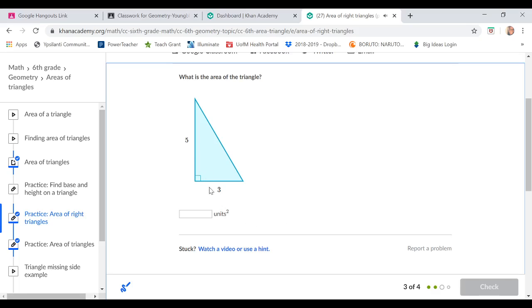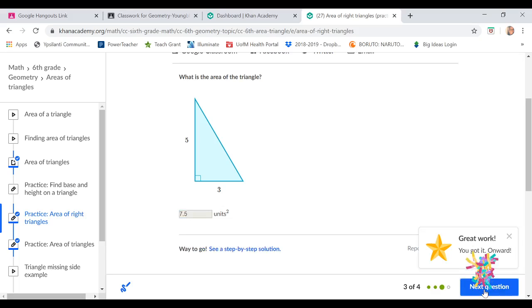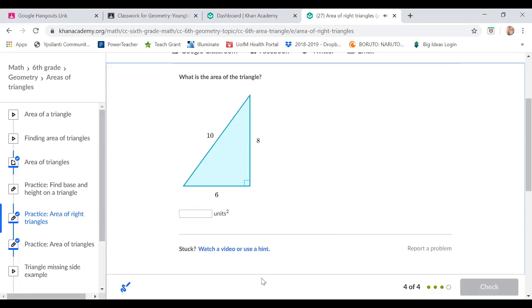This one, we're just doing 5 times 3 because those are the 2 sides that make the right angle. So 5 times 3 gets us 15. And then, don't forget, we're taking half of the area of a rectangle, so we have to divide that by 2. 15 divided by 2 is 7.5. Last one, perfect. So I'll put this one in the notes for us.